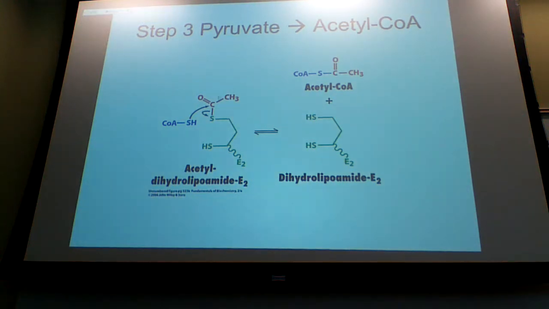So here I am with my acetyl group that's attached to this lipoamide group. Coenzyme A comes in, and the only important thing about coenzyme A that you have to remember is that it has a thiol group on it, and that's how we connect it to things, is through a thiol. So, yay, the thiol group comes in, it attacks the carbonyl, I end up displacing that sulfur, and so what kind of reaction is that?